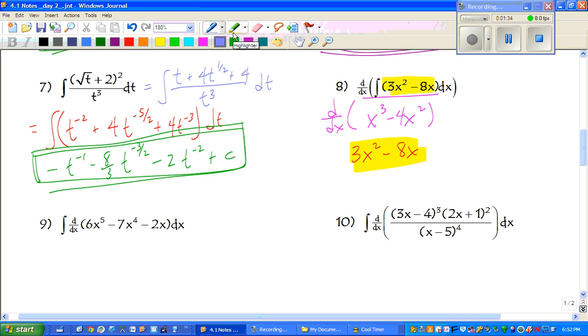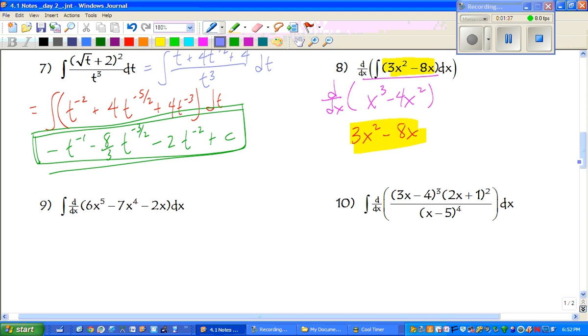Now with number 9, it's slightly different. For this one, we're doing the antiderivative of the derivative. Again, we're going to show the work on this one, but after this, you don't have to show the work anymore. You can just figure it out. So this time, antiderivative staying on the outside. Derivative of the inside, we take the derivative of 6x to the 5th, we get 30x to the 4th minus 28x cubed minus 2, dx. So now, when we go to take the antiderivative of that, you would think we get the same thing we started with, and you do, but with one little extra part.